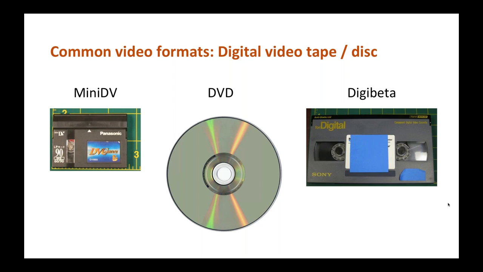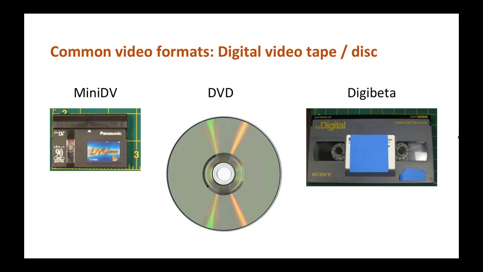And mini DV and Digibeta are still stored on magnetic tape. So that's very similar to their analog formats. And we also just want to be sure that, again, this isn't a demonstration of the differences between analog and digital. They might look the same in this instance, but there are differences in how that information is stored. So don't make an assumption just because something is physical that it is analog. And again, discs are physical things that you don't want to store in extreme heat and things like that. So they do have preservation concerns based on their physical makeup.